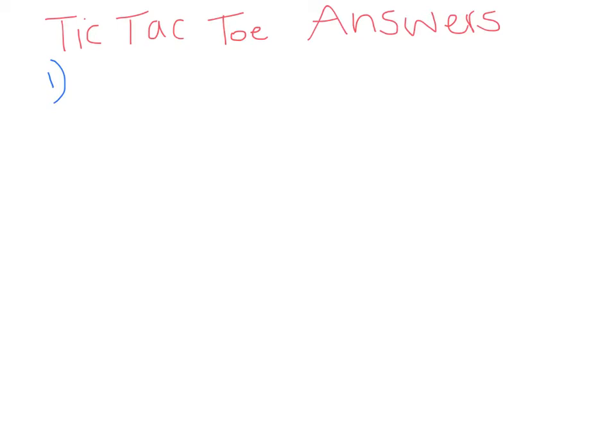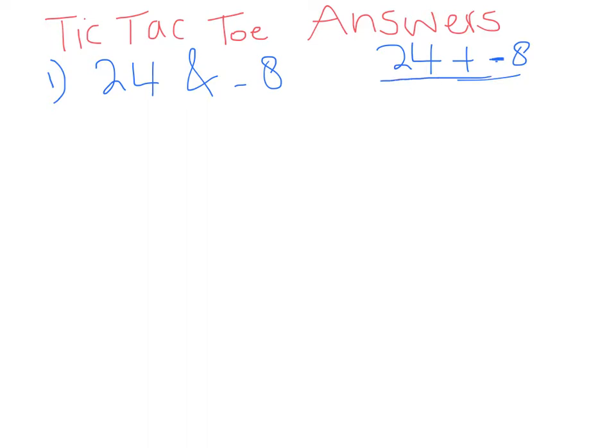Okay, so the first problem was asking you to find, I think, the arithmetic mean given the two numbers 24 and -8. And how you do the arithmetic mean is you add the two numbers and you divide by 2. So I'm going to do that. So -8, not 0.8. 24 plus -8, divide by 2. And you get 8. So 16 divided by 2 is 8. So that's the arithmetic mean given the two numbers.